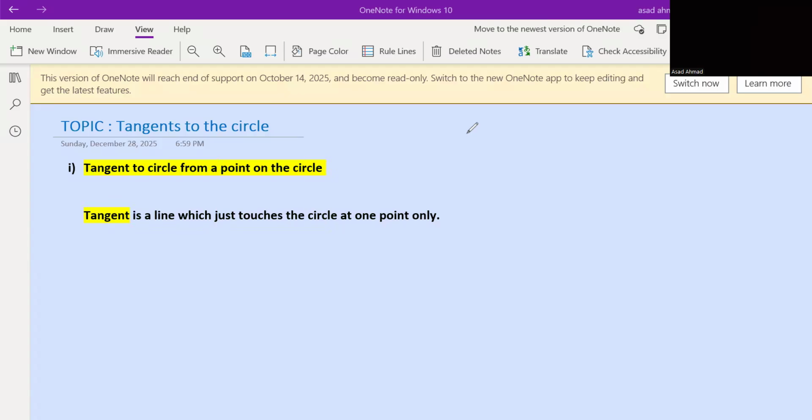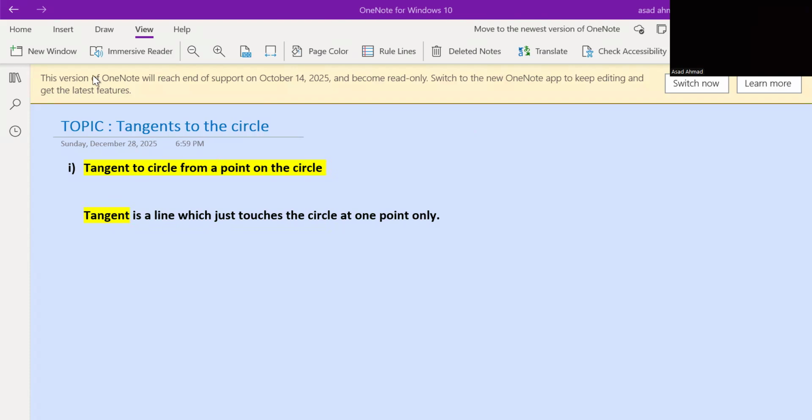The topic is drawing tangents to the circle. There are multiple cases for drawing tangents. We are first discussing the basic tangent to a circle from a point on the circle. The definition of the tangent is a line which just touches the circle at one point only. So we will learn how to draw a tangent to a circle from a point on the circle.